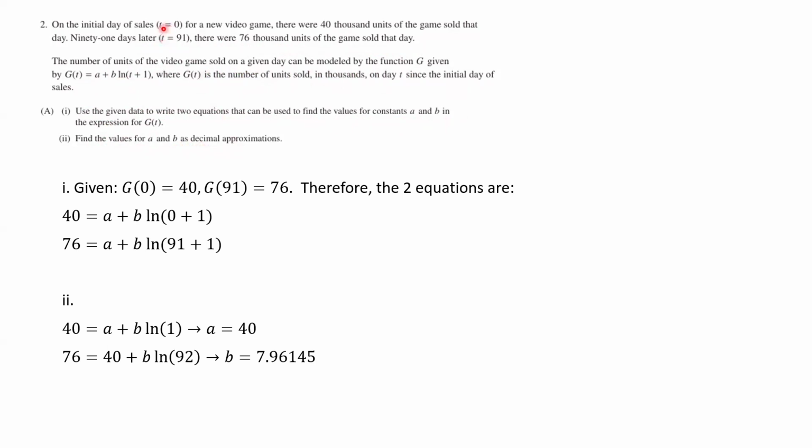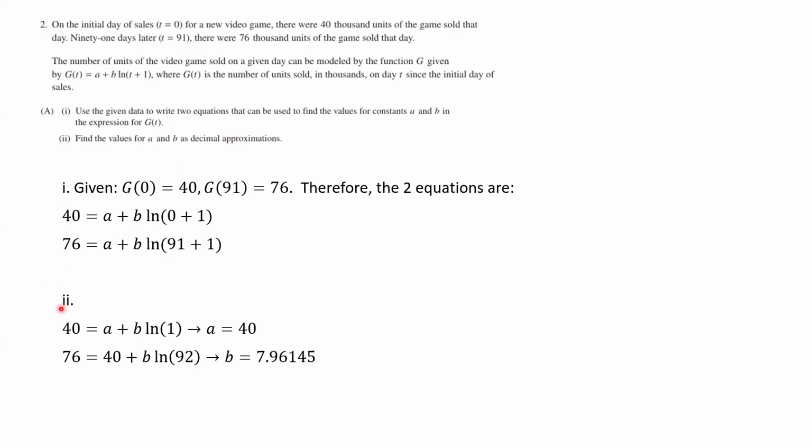Okay, so we have to use t equals 0, there were 40, and t equals 91, there were 76. We have to use these two points to our advantage, which I wrote as G of 0 is 40, G of 91 is 76. So we plug in the t, meaning what's inside the parentheses, and then G of t, which is the output, into the model. So that's what I did over here. Here are the two equations. That's part 1.